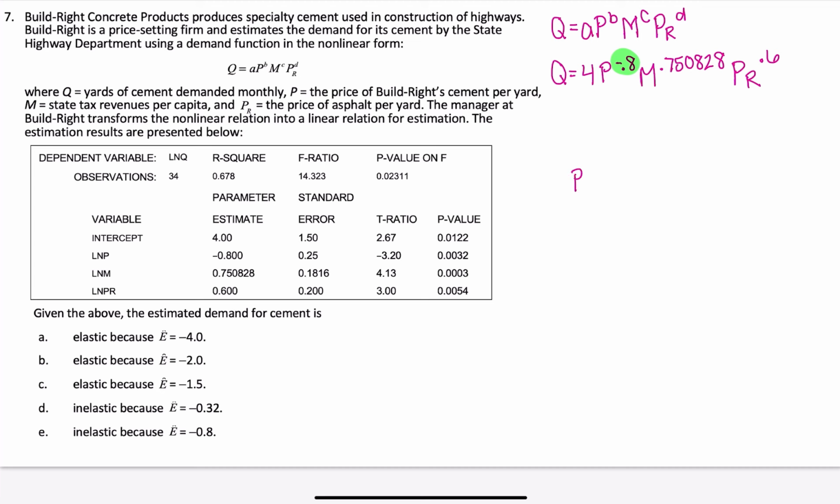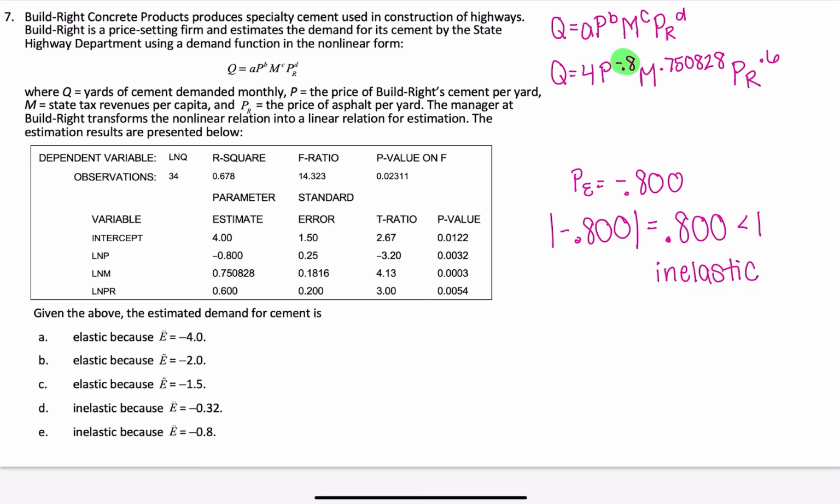So our price elasticity is going to be negative 0.8. You take the absolute value of that, and we get positive 0.8, which is less than 1. So it's inelastic, which makes our answer E.